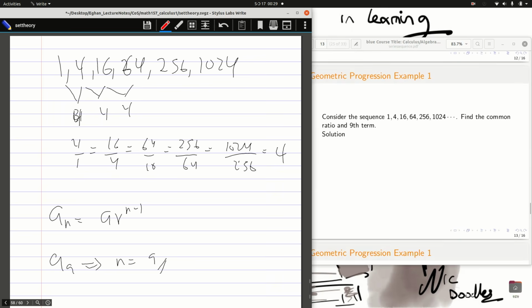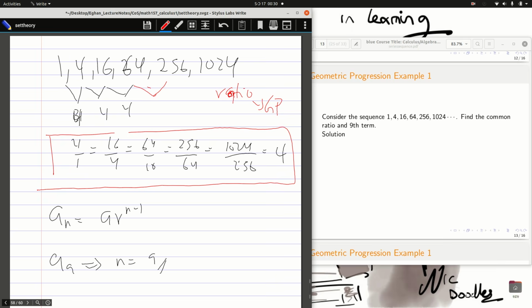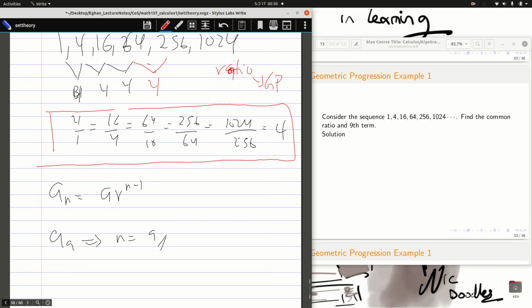Now let's quickly move to examples on GP. I think 2 examples will do. We are given a sequence. We have to find a common ratio. As soon as I see the word ratio, something should ring a bell, something should click. I'm looking at GP. How do you find the ratio? I've already gone through so many examples. I divide a term by the previous term, and you realize that all the terms have a ratio of 4, and so that's my common ratio.